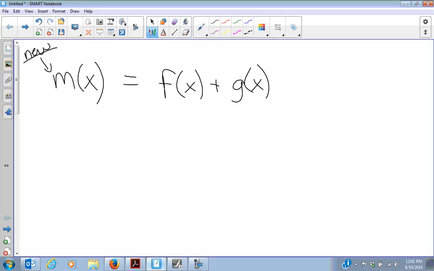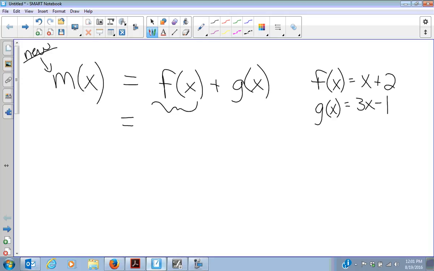If they gave it to me as an equation, meaning they say, hey, f of x really equals x plus 2, g of x really equals 3x minus 1. If I want to figure out actually what m of x is, what could I do right here? Yeah, so it sounds like the same thing here. You can take out this, put what it equals in, so you can put in x plus 2. Is everybody okay with that?